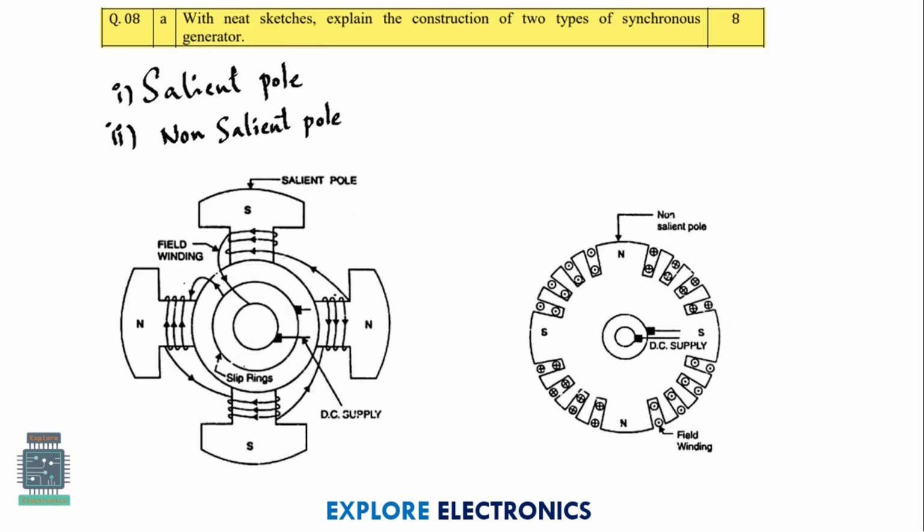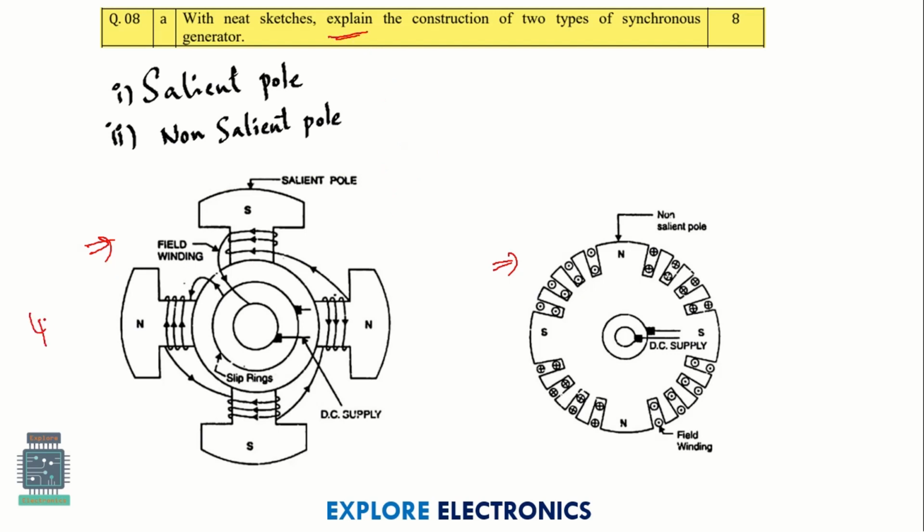Then the next question is on construction of two types of synchronous generator with neat sketches. So here the salient pole and non-salient pole synchronous generators are there. You need to write the sketches of these two. Here I have just given the sketch diagrams. You need to explain these. You need to explain these to get the complete marks.